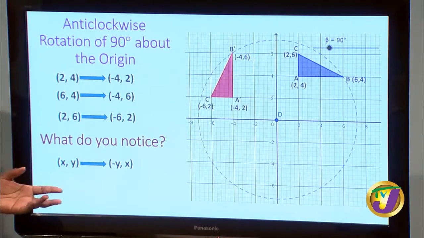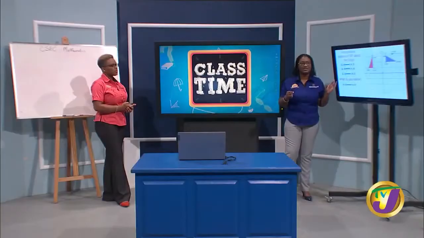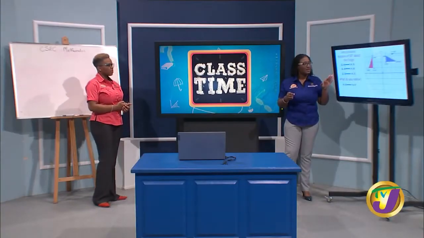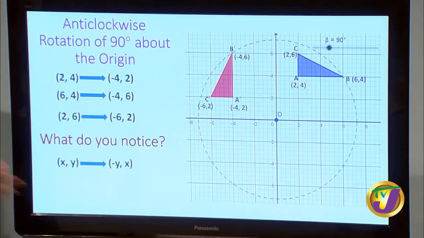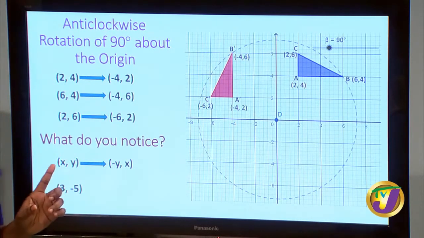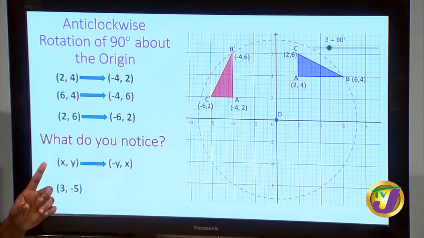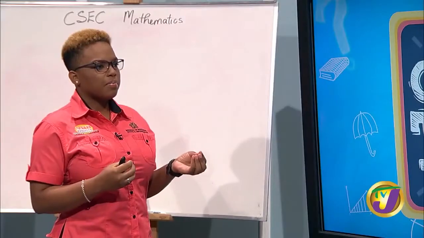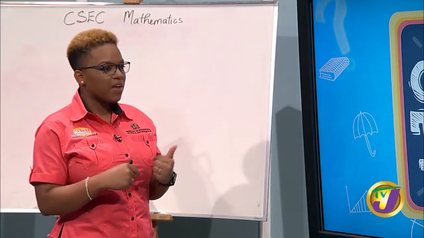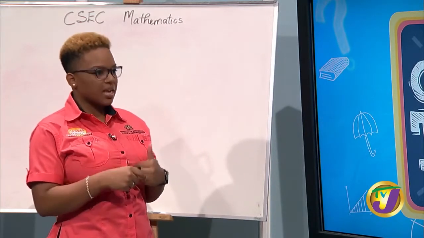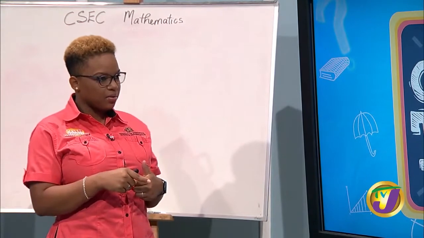So Latoya, what if I have, because I don't want to have any misconceptions, it looked like all of those new x values were negative. So what if I had a particular point (3, -5), and it undergoes this rotation? Oh, that's easy. So I'm interchanging my x and y values, but I'm finding the opposite or the negative of the y value.